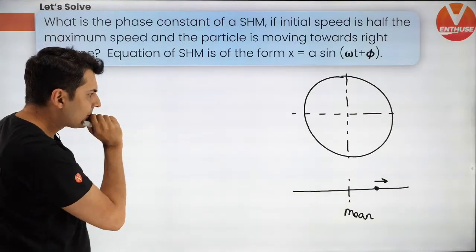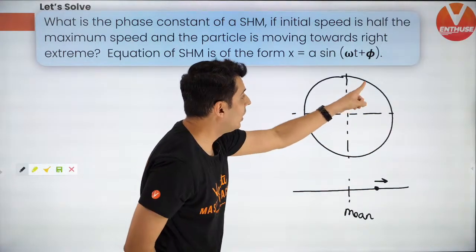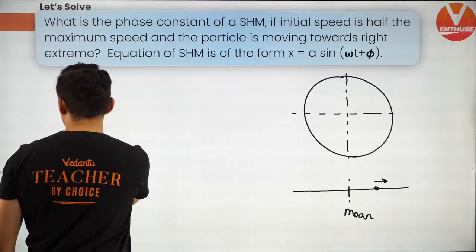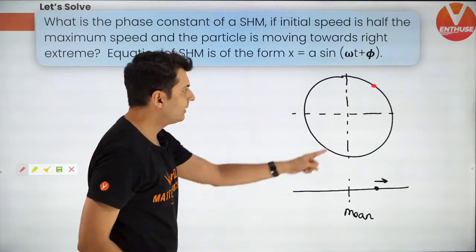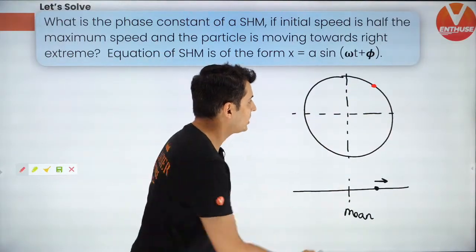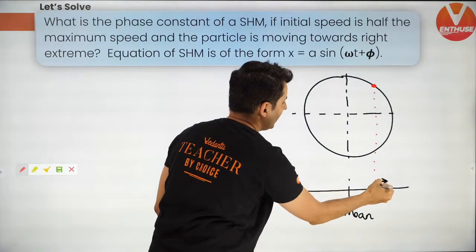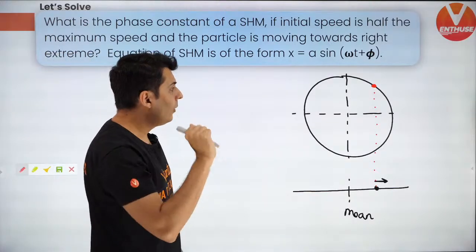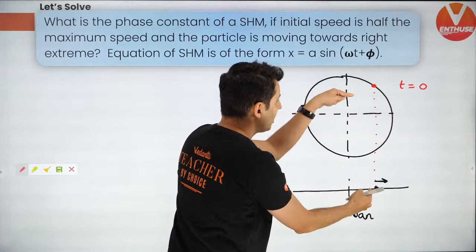Way to solve this? Think about where that particle should be on the circular diagram so that the projection falls over here. The particle should be over here, correct, so that the projection exactly falls over here. Excellent. Everyone fine till here? Now, this is where the particle is at t equal to 0.